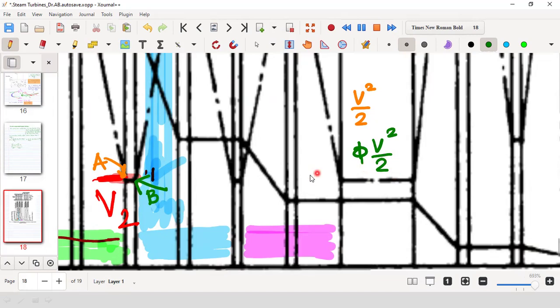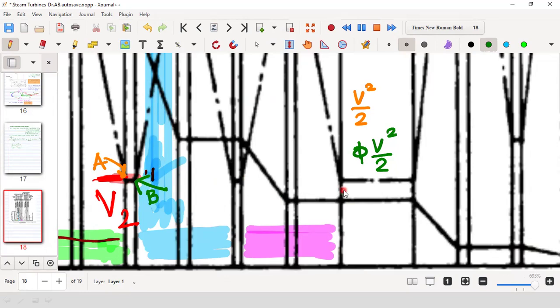So there is a decrease or reduction in the kinetic energy as a result of some drop in velocity. From A to B, there is a reduction in velocity, so there will be a reduction in kinetic energy, and the fraction of that kinetic energy, that phi, is called the carryover coefficient. Okay, now this is valid for all such exits from the moving blade. That means this is valid for stage 1, stage 2, stage 3, etc.